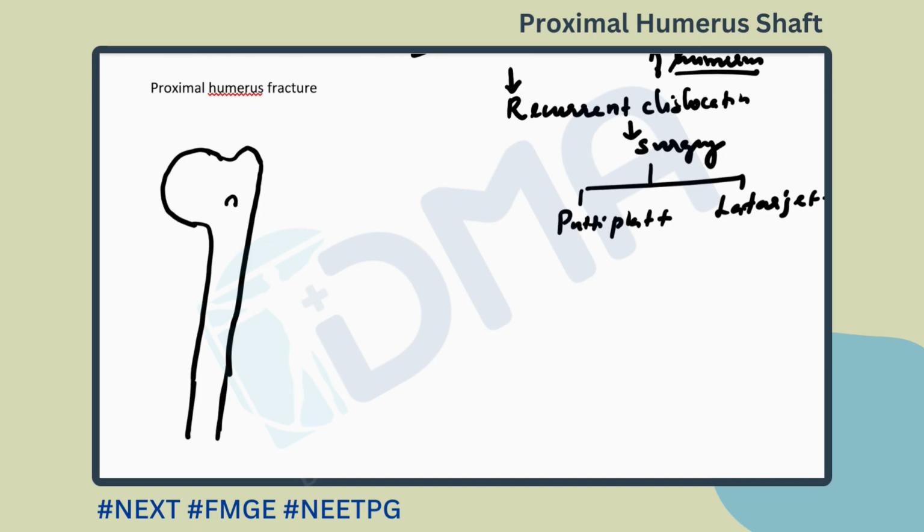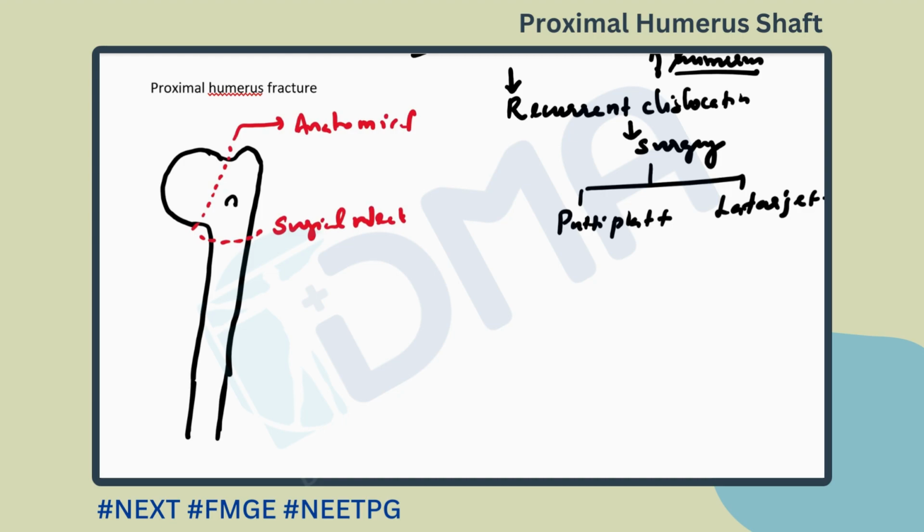Now there is a neck which is running here, and there is a neck which is running here. Can anyone tell me what are these two necks in the humerus? Anatomical neck, surgical neck. Very good. This is called the anatomical neck, and this one is called the surgical neck. Very good.